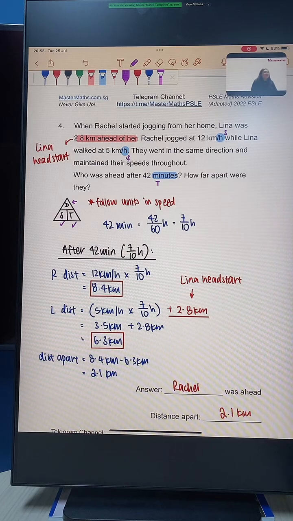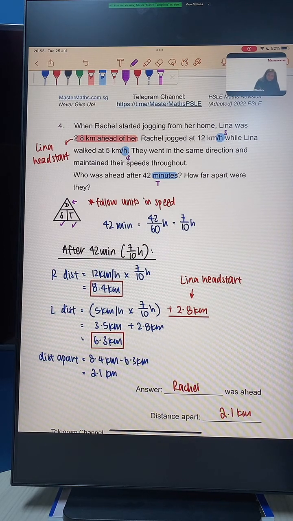We do the same for Lina as well. Lina traveled for 42 minutes, which is 7 out of 10 hours, at a speed of 5 kilometers per hour only. She was walking, that's why she's slower. So she only managed to cover 3.5 kilometers in the same amount of time.